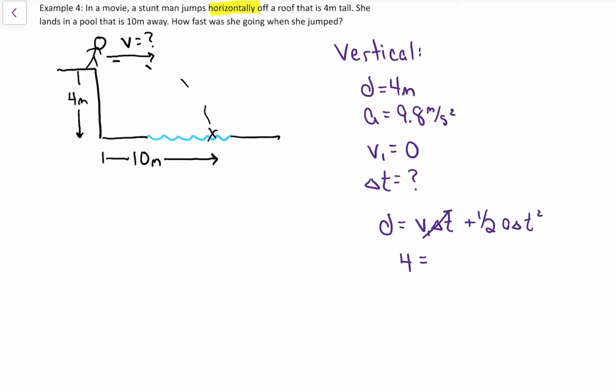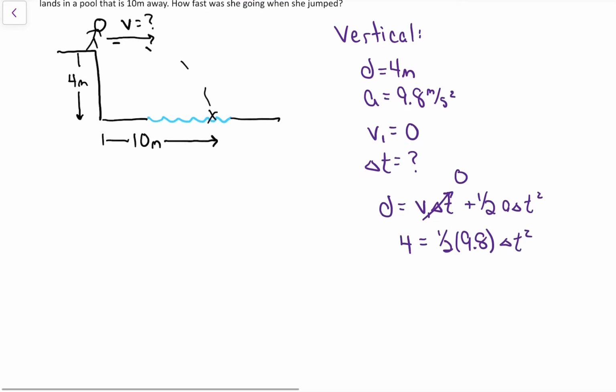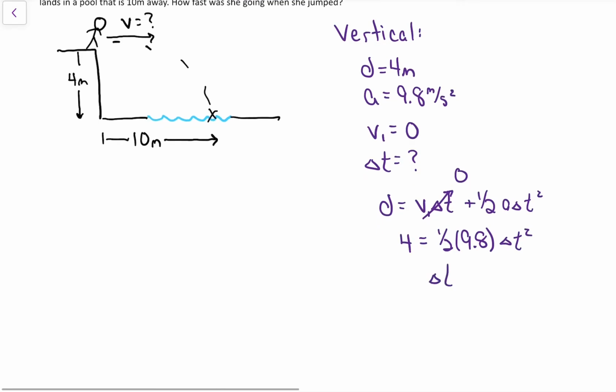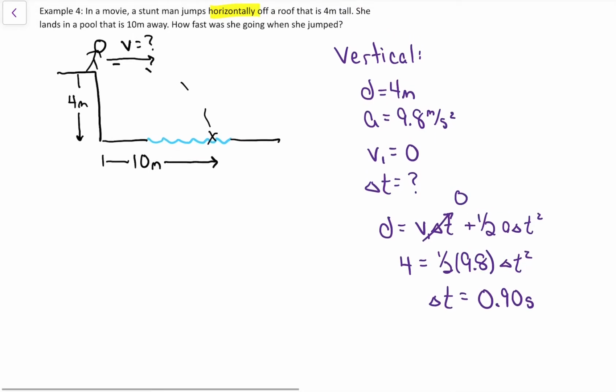Four equals, this whole first term drops to 0, 1/2 of 9.8, which is roughly 5, times t squared. If we take the roughly 5, flip it to the other side, 4 over 5 is roughly 0.8. When we take the square root of that, we're going to get roughly 0.9. Within rounding, when I used my calculator, I got 0.90. So I've now figured out that our stunt person is in the air for 0.9 seconds.